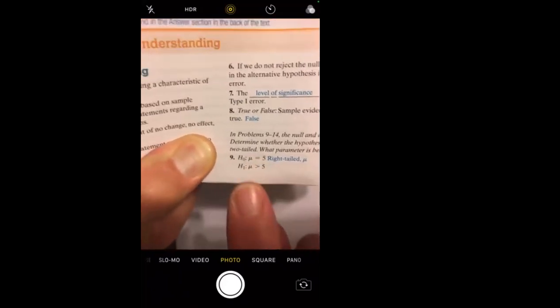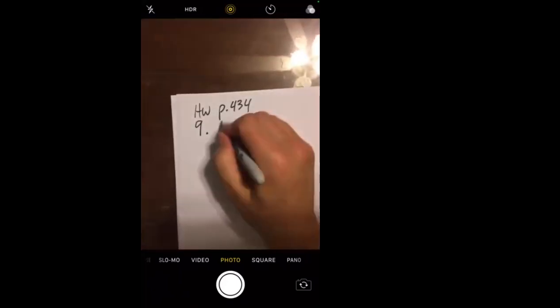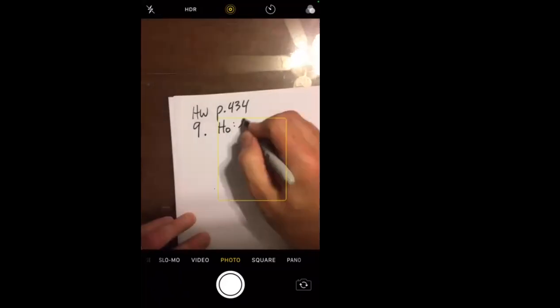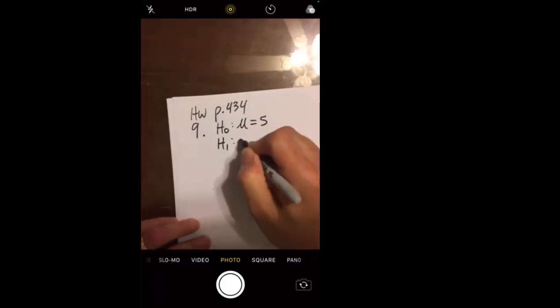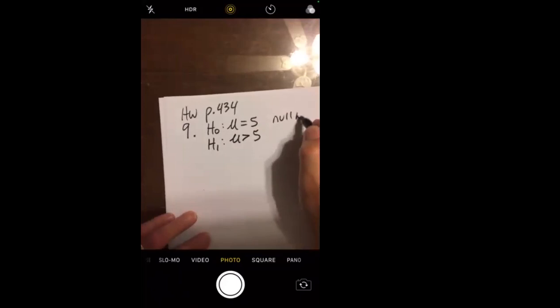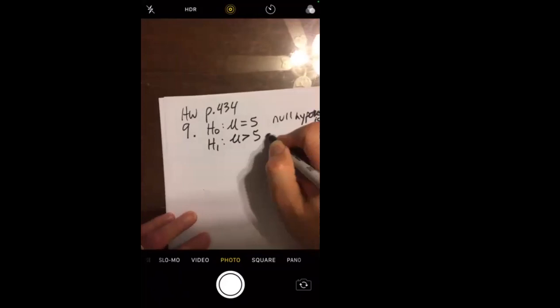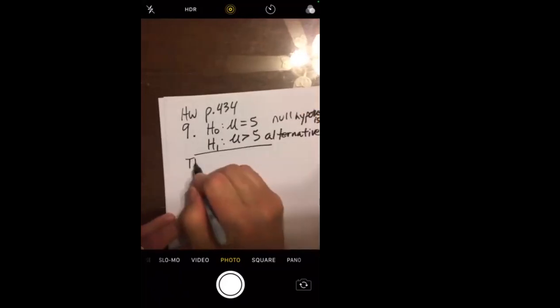For a null hypothesis, they write an H0 with a colon, mean equals 5. And then they write an H1, mean greater than 5. So this is your null hypothesis, and this is your alternative. This is what hypotheses look like.